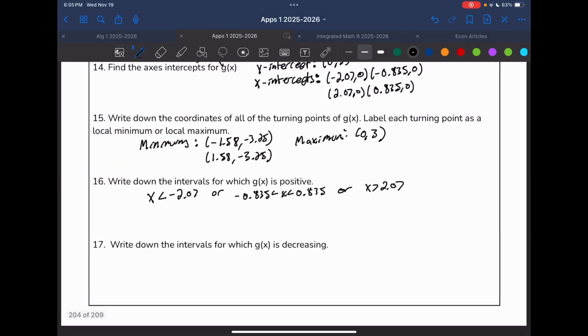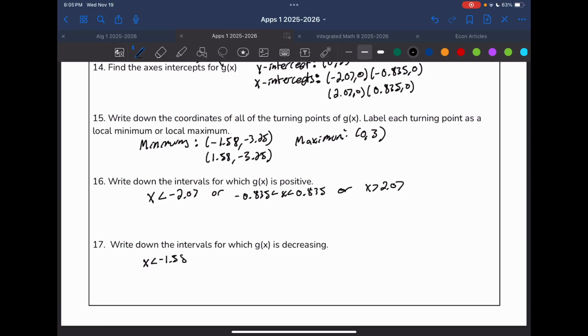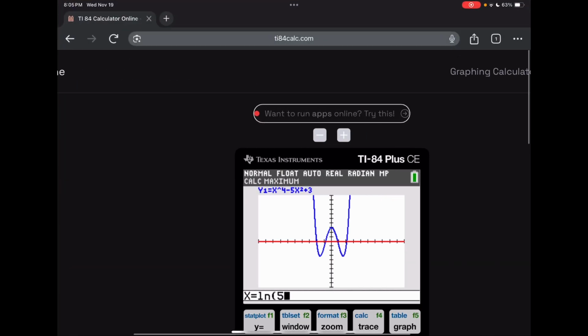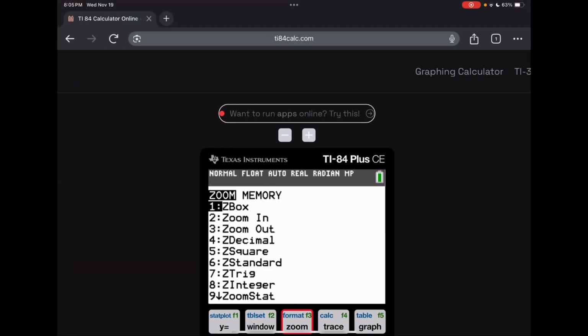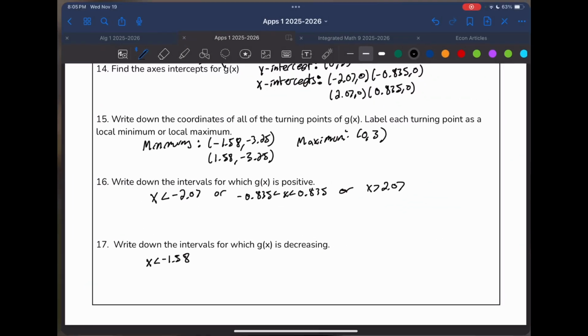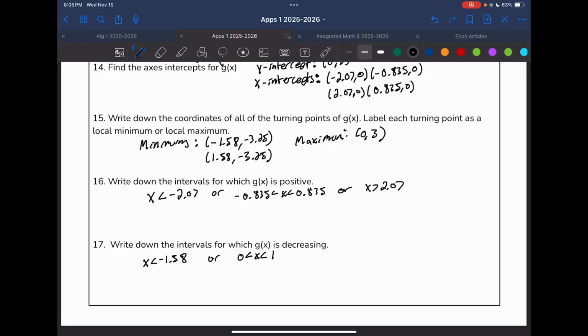And then where is the function decreasing? That's going to be anywhere left of our minimum, right? Anywhere to the left of negative 1.58. And then again, we go from decreasing up to increasing, up until we hit that maximum, and then we're decreasing again until we hit the other minimum. So, or 0 is less than x is less than 1.58. Right, kind of from this maximum to this other minimum, and then after that we're increasing again.